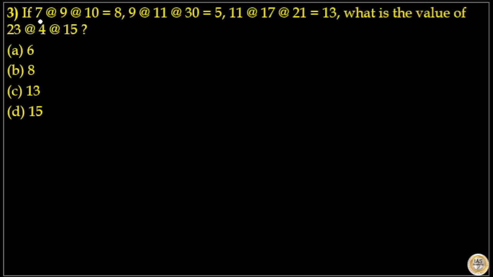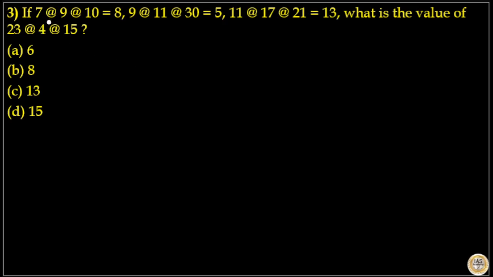Next is question number 3. If 7 at 9 at 10 is equal to 8 and 9 at 11 at 30 is equal to 5 and 11 at 17 at 21 is equal to 13, what is the value of 23 at 4 at 15?